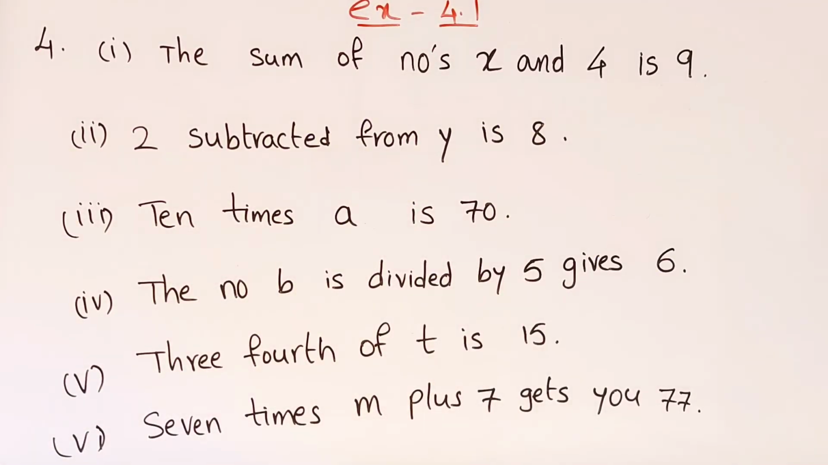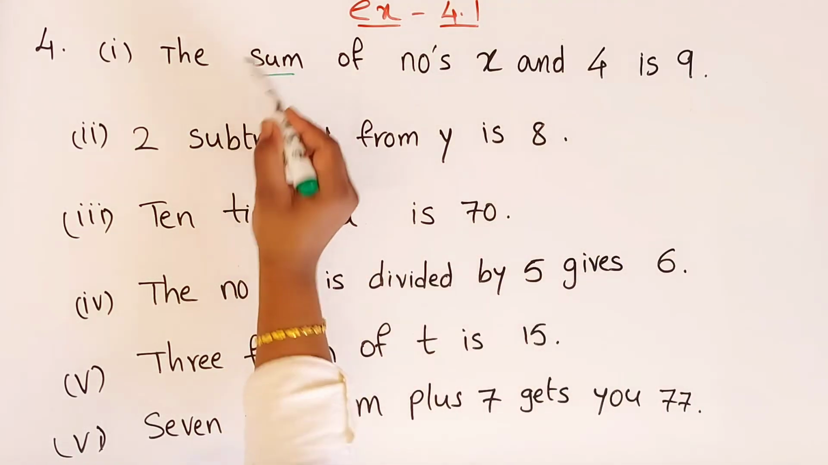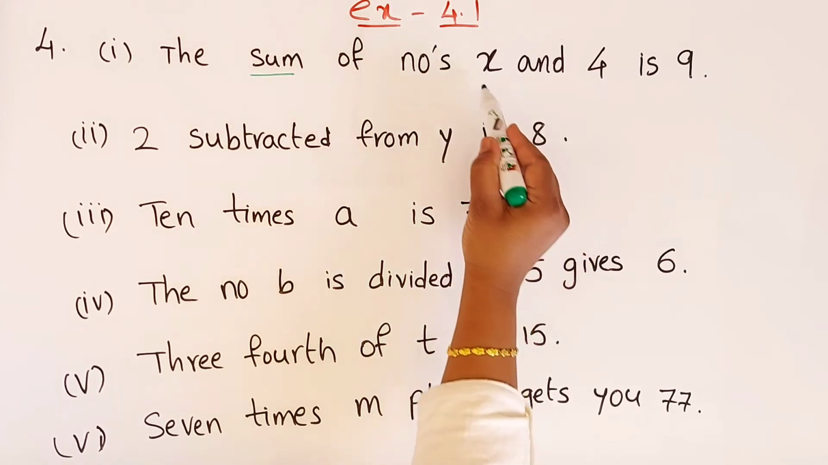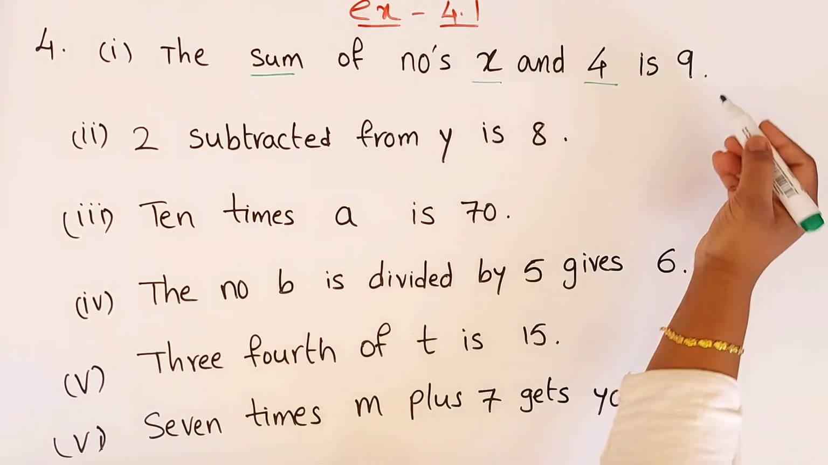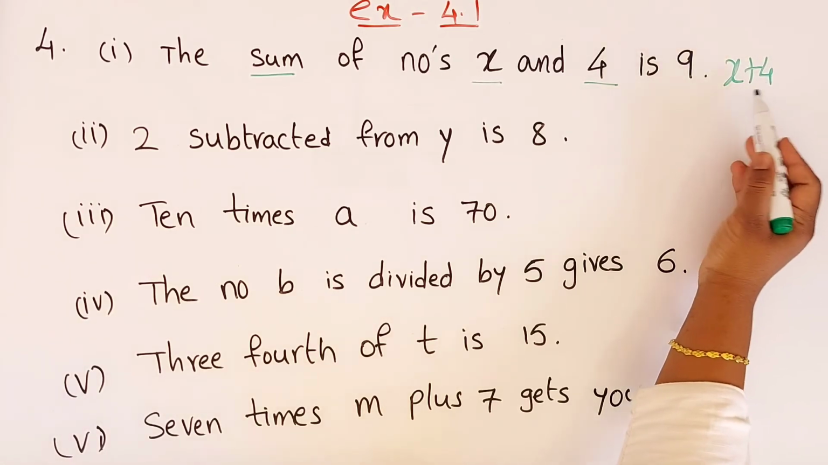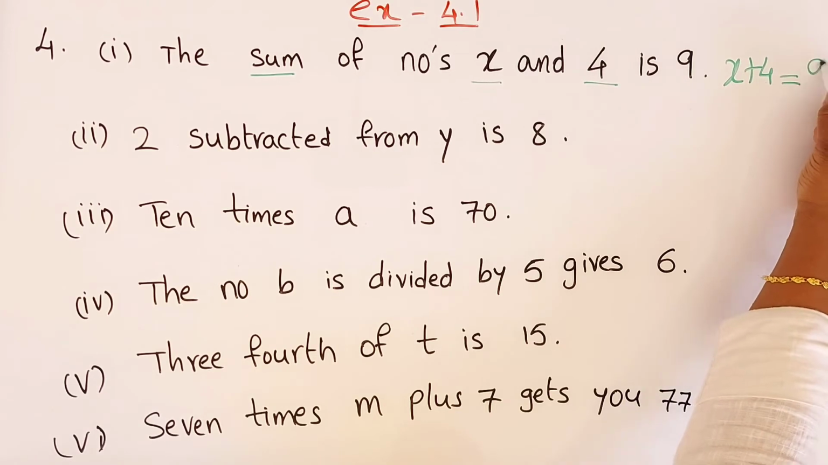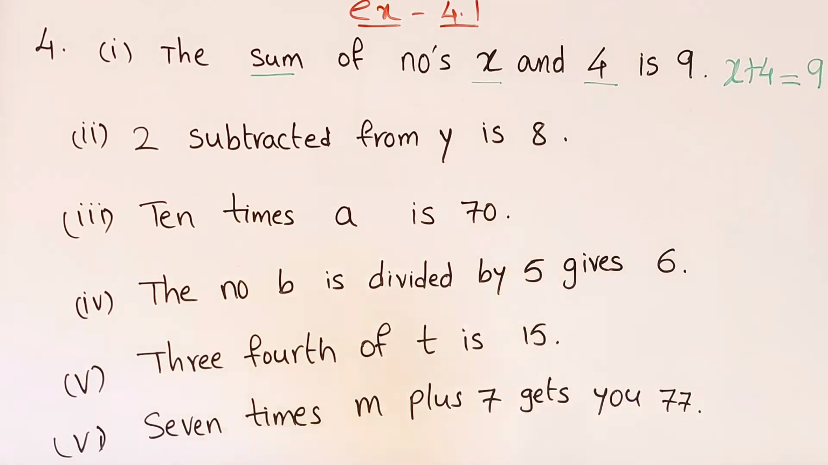Fourth question, children. Write equations for the following statements. First one, the sum of numbers x and 4 is 9. Sum means addition of numbers x and 4. That means x plus 4. Sum of x plus 4 is means equal to 9. This is the equation, children. x plus 4 equal to 9.